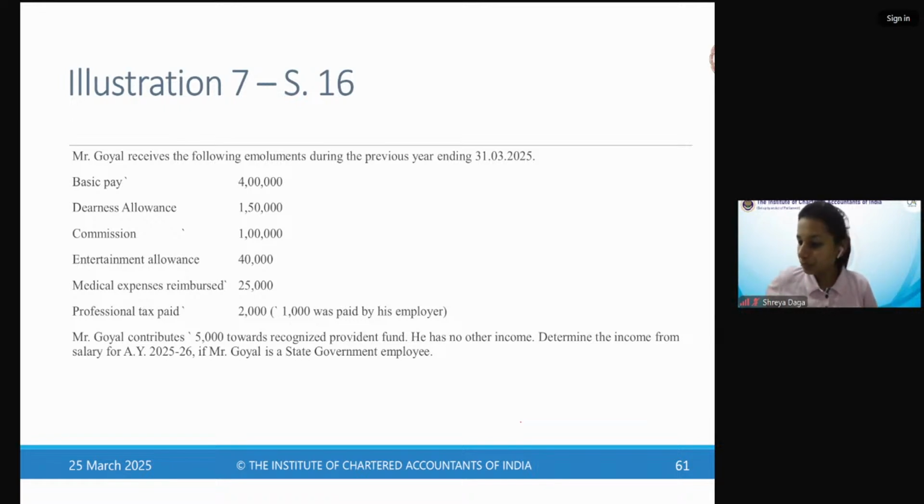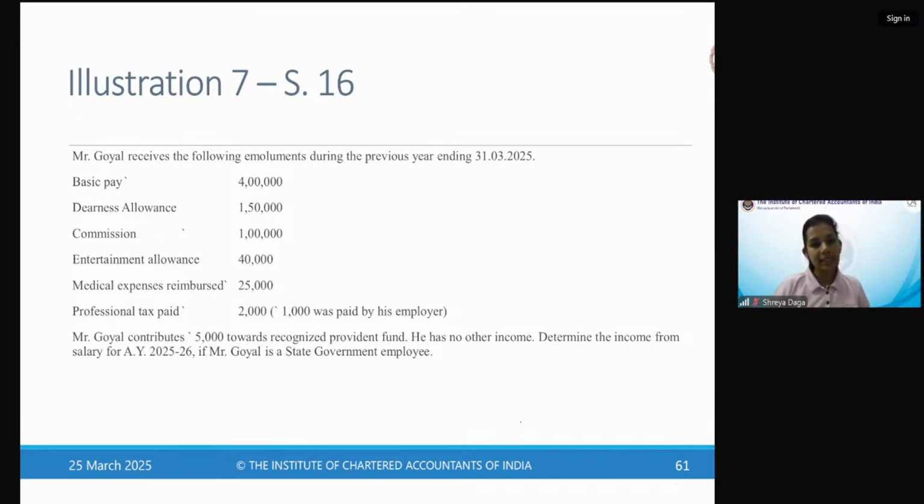Okay. Basic, dearness, commission, entertainment, medical expenses reimbursed. Medical expense also you may not know now. I will tell you, you write it down for the time being. He has no other income. Please determine taxable income from salary. So that means they want you to determine gross salary. They want you to give deductions under section 16. Then they want you to determine net salary.